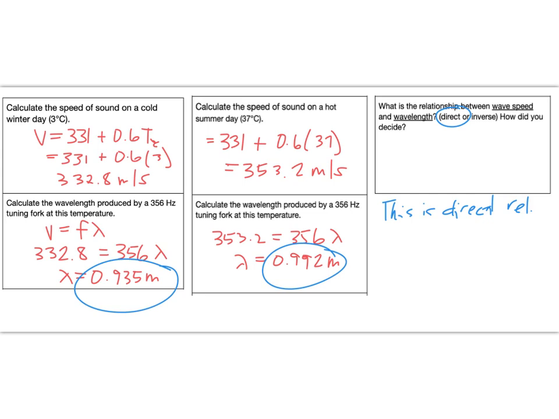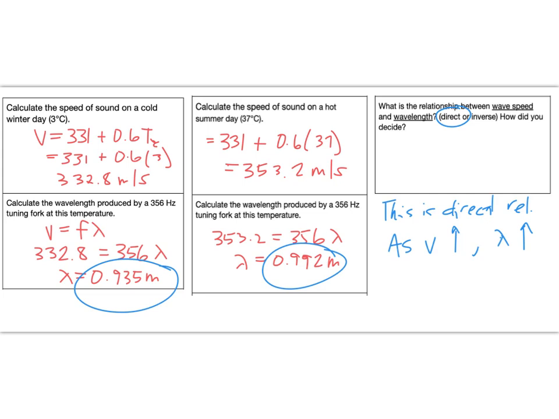How did I know that? Because as V increased, lambda also increased. Okay, so when you see two quantities both changing in the same way, that is a direct relationship. Inverse, one goes up, one goes down.